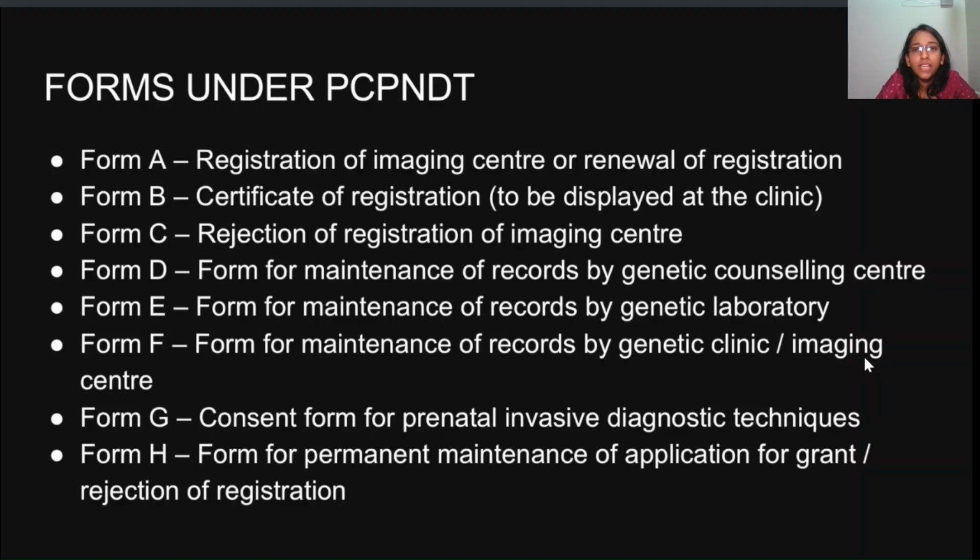Next, form D is for the maintenance of records by the genetic counseling center. Form E is for maintenance of records by the genetic laboratory. Form F, all of you know, is very important. It's for maintenance of records by the genetic clinic or the imaging center. So for a counseling center, it's form D. For a laboratory, it is form E. And for a genetic clinic, imaging center or any hospital or nursing home, wherever ultrasound is there, wherever the procedures and techniques are done, we have to maintain form F.